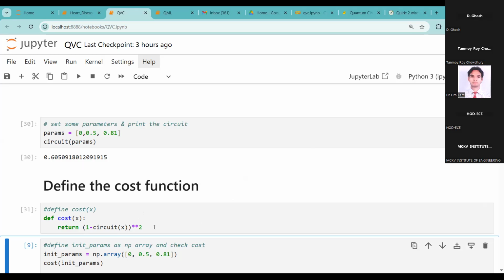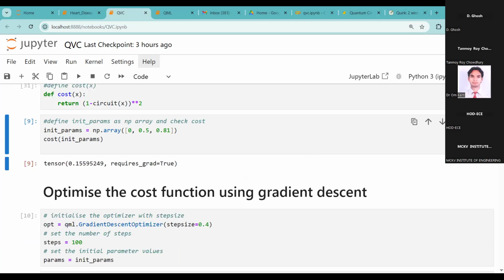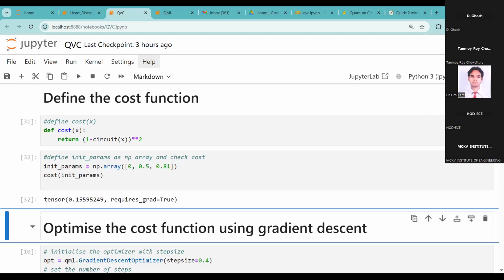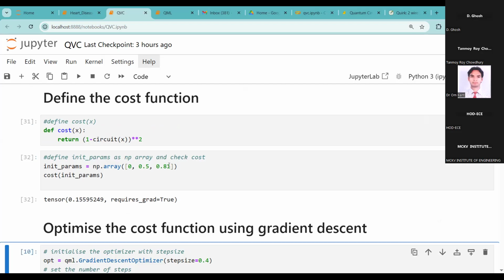I could have done 1 minus circuit, or I could have done simple circuit X, the output of the circuit as my cost. So I define my cost function like that. And let us say this is my initial parameters. So you need to initialize your circuit first. Even in classical machine learning, you have the initial parameters and then you iterate it. So this is the step. So we initialize the parameters and you optimize the cost function using gradient descent.